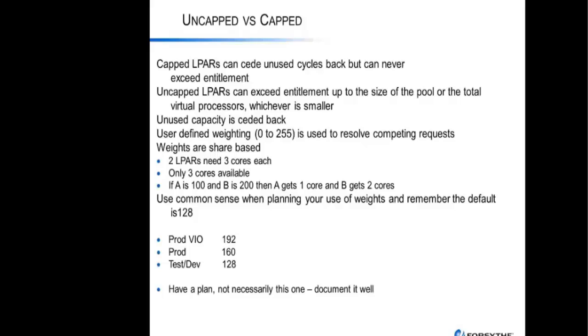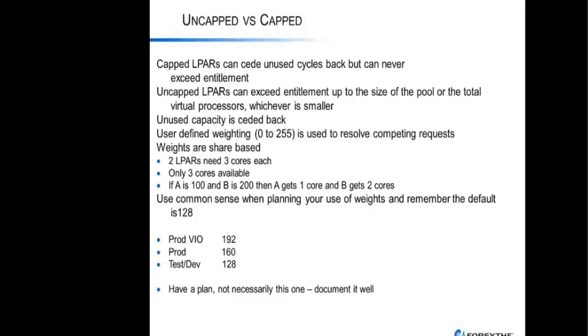So what you want to make sure of is that you never put production below 128 in case somebody comes in and creates an LPAR and forgets to set the weight. So I typically set test dev to 128 or below. For my production VIO servers, I don't ever want them to have to fight too much. I might set them to 192 or even 254, and then production somewhere in between. So you kind of have to build a little table of who your most loved ones are and just prioritize them, and then make sure that there's a bit of a gap.